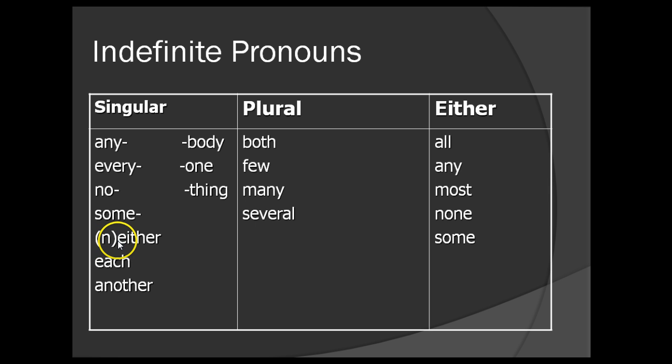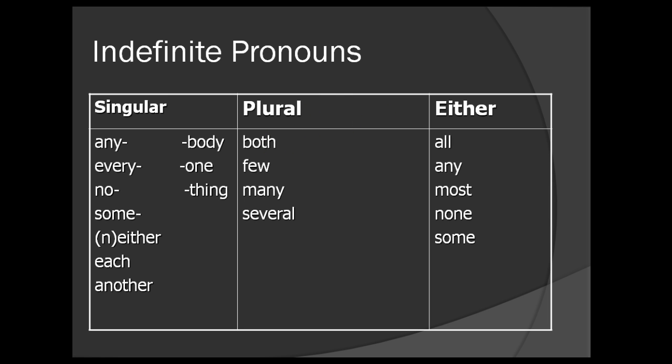The N in parentheses here indicates that the word could be either or neither. Both of those are considered singular indefinite pronouns. Each and another are also considered indefinite pronouns, but they're singular every time you use them. Plural: both, few, many, several, couple, number. Those are words that indicate it's going to be a group or a set of things. It's always going to be plural every time you do that.